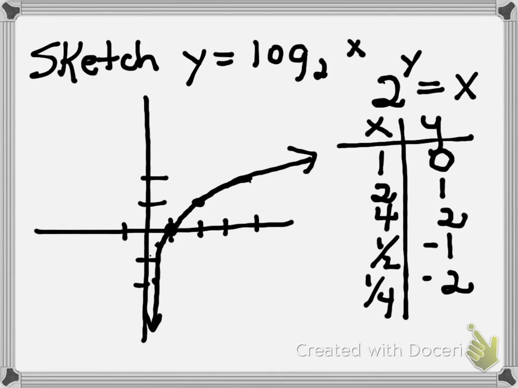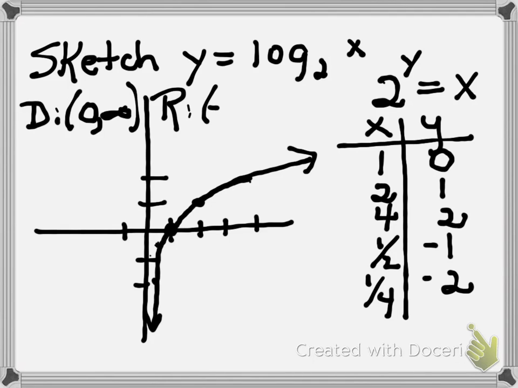So you're going to notice that the domain, what you're putting in for your x values, we're going to stay to the right of the y-axis and not including 0. So we're going to go from 0 to infinity for the domain of a logarithmic function. The range that you're going to get, as you can see up and down, you're going from negative infinity to infinity.